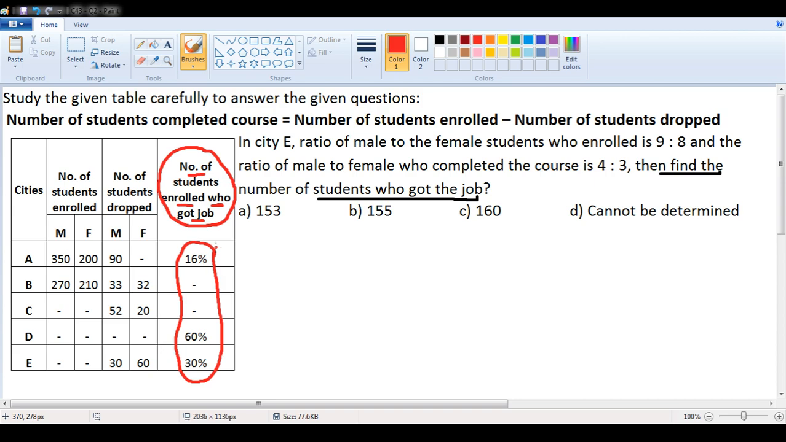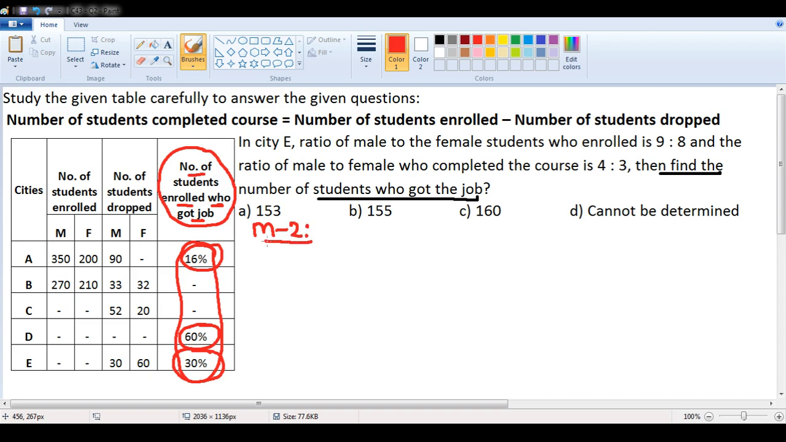That means there are some enrolled students. 30% of that enrolled students will get the job. 60% of that enrolled students will get the job. 16% of that enrolled students will get the job. Right? Now, listen to this carefully. Think logically, sir. This is where you need to solve like this.